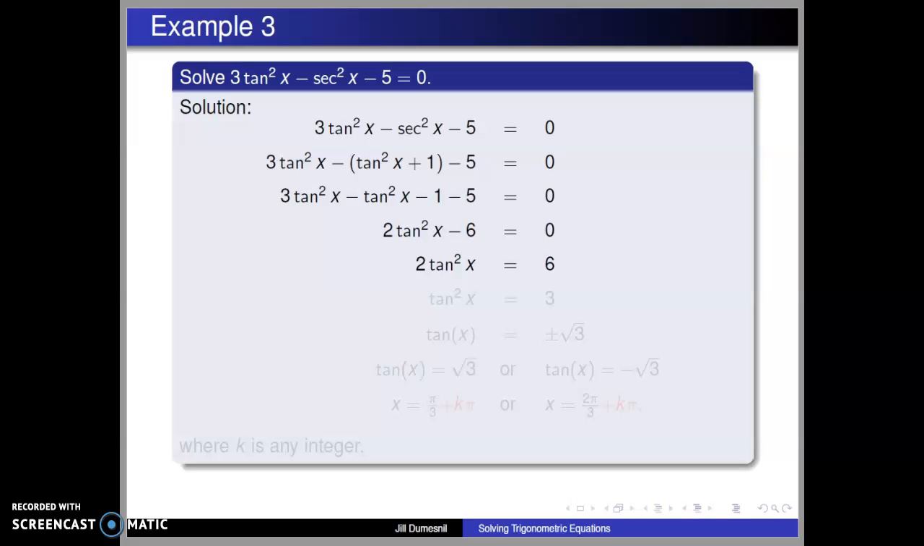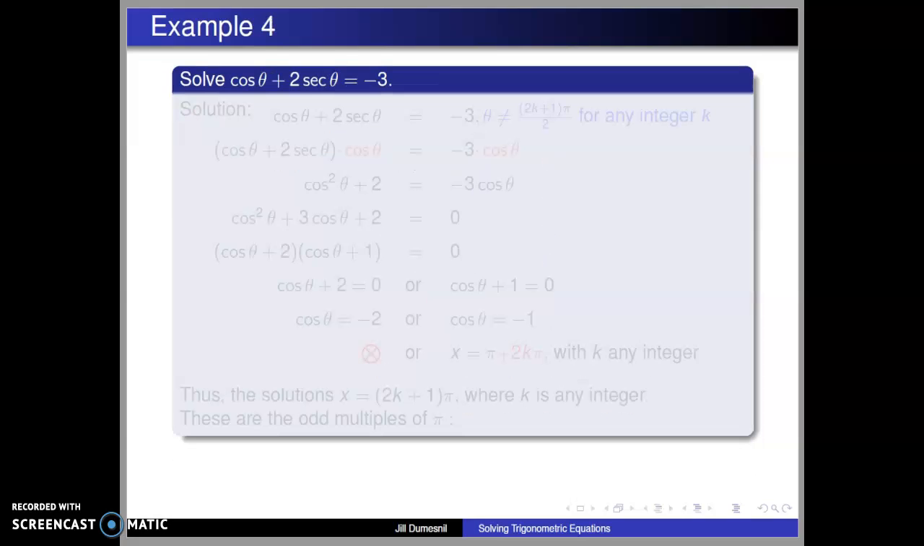We can add 6 and divide by 2 on both sides of the equation, and then we need to take the square root of both sides to get that tangent x equals plus or minus root 3. This can be written as 2 separate equations for convenience. From the unit circle, we know that tangent of pi over 3 is root 3, and tangent of 2 pi over 3 is minus root 3. We want all solutions, so we get that x equals pi over 3 plus integer multiples of pi, or x equals 2 pi over 3 plus integer multiples of pi.